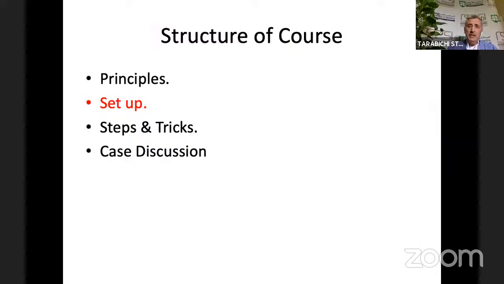So basically, I had talked previously about the principles of endoscopic ear surgery. So today, what I would like to do is talk about the practical aspects of endoscopic ear surgery: the setup of the room, the instruments, and the way you carry on the procedure.